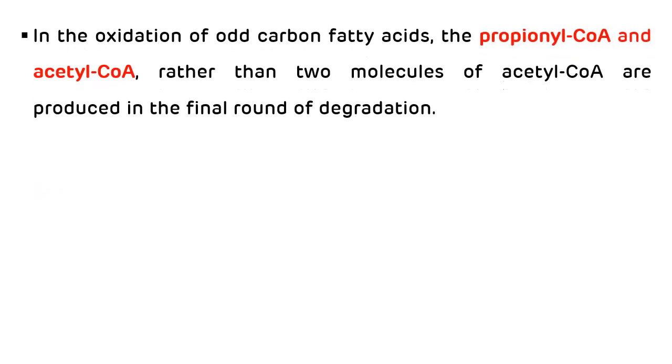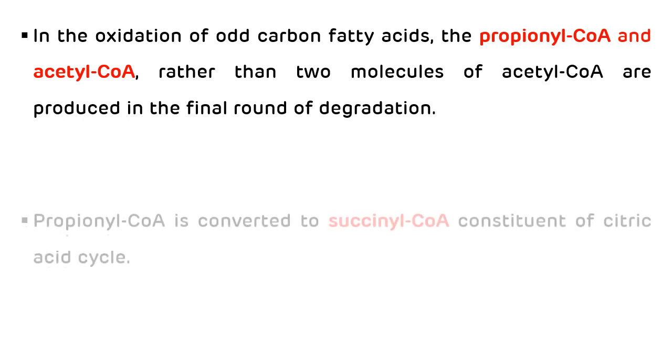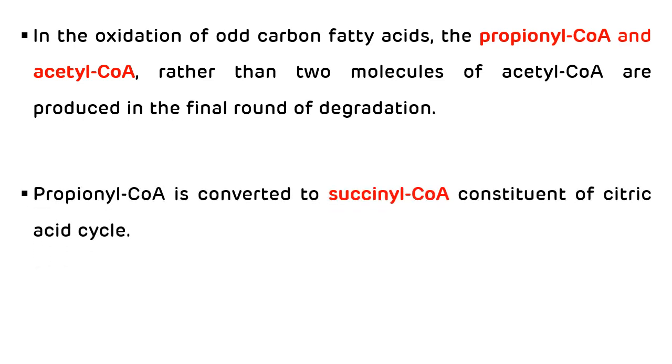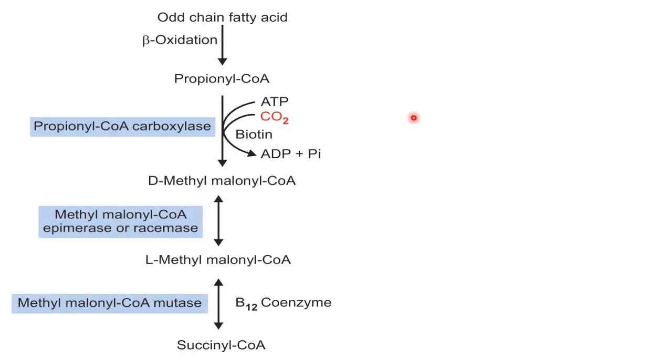This propionyl-CoA, which is synthesized, will be metabolized with the help of vitamin B12 and gets converted to succinyl-CoA, which is a constituent of the citric acid cycle. So this is how this propionyl-CoA, which is synthesized at the end of the odd chain fatty acid, is converted into succinyl-CoA. First it gets carboxylated with the help of biotin into D-methylmalonyl-CoA. This is the carboxylation reaction. So there is an addition of carbon dioxide and a utilization of ATP.